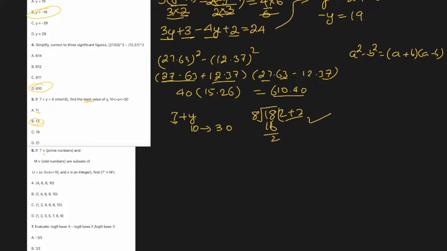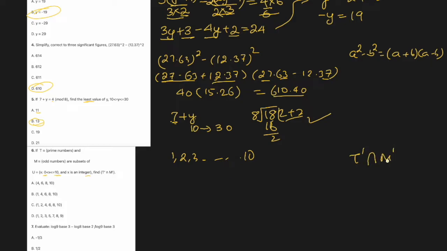Question number 6. T is a set of prime numbers and M is a set of odd numbers. They both are subsets of x where x is from 0 to 10. 0 is not included, it is less than, and they are integers. That means the numbers available to us are 1, 2, 3 till 10. Find T prime intersection M prime.